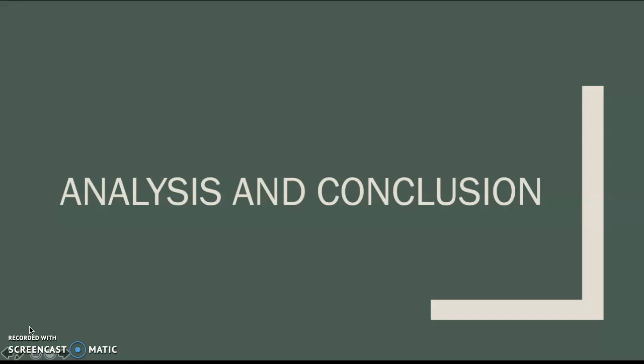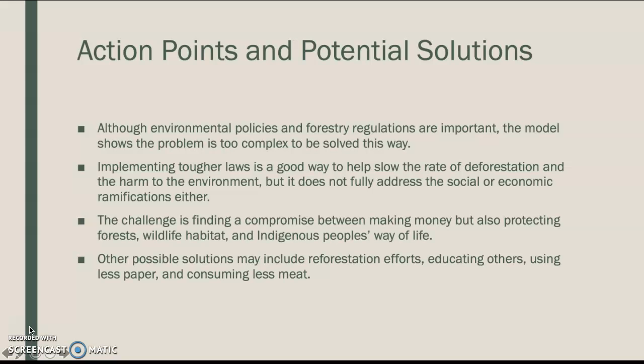So next, I'll discuss my analysis and conclusion, beginning with action points and potential solutions. So although environmental policies and forestry regulations are important, the model shows the problem is too complex to be solely solved this way. Implementing tougher laws is a good way to help slow the rate of deforestation and the harm to the environment, but it doesn't fully address the social or economic ramifications either. I believe the challenge is finding a compromise between making money but also protecting forests, wildlife habitat, and indigenous peoples' way of life. In other words, standing forest needs to be made more valuable than logging, clearing for crops, pasture, or land speculation. Other possible solutions, in addition to government policy, might be increasing reforestation efforts, educating others, using less paper products, and consuming less meat.